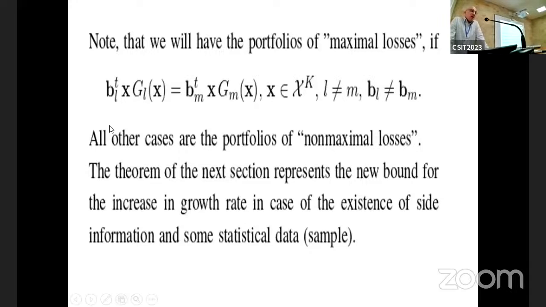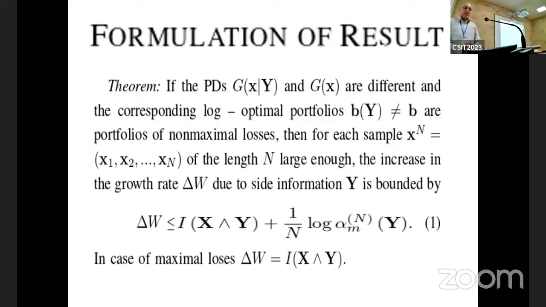So we need also this notion. What does it mean? The portfolios of maximal losses. The portfolio of maximal losses is this one, and other cases are the portfolios of non-maximal losses. So now the main result that we get: a bound for increased growth rate, which is this one.